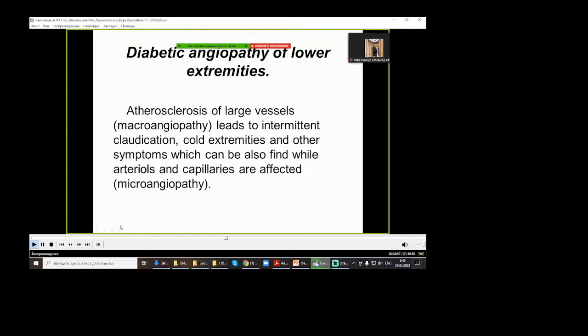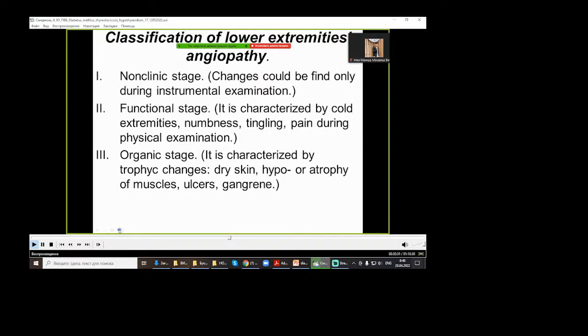The next long-term complication, diabetic angiopathy of lower extremities. It means atherosclerosis of large vessels. This atherosclerosis leads to intermittent claudication, cold extremities, or other symptoms, which can be also found while arterioles and capillaries are affected. Macroangiopathy, so combination of macro and microangiopathy.